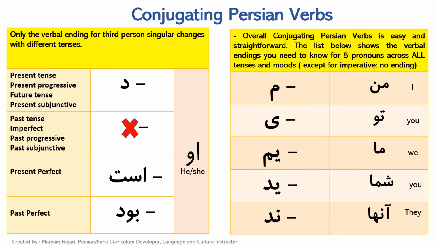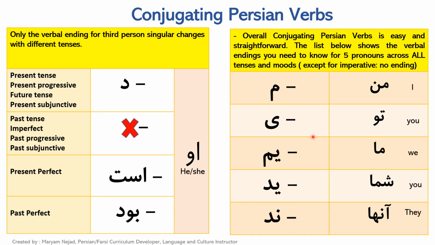Now let's go over conjugating Persian verbs. So conjugation in Persian is very easy and very straightforward because it always corresponds to the subject. There's just one exception for third person singular, that conjugation changes when the tense changes. But beside third person singular, all the other subject pronouns like man, to, ما, شما, آنها, all of them, it doesn't matter what tense we have, this is the conjugations that you need to know, except for imperative, which is there's no ending.